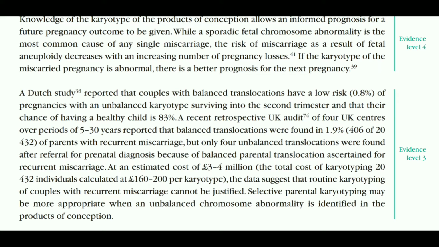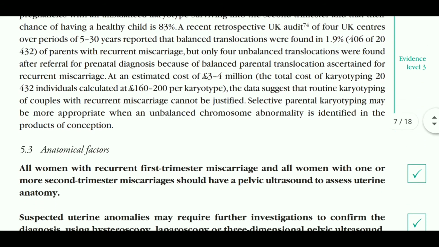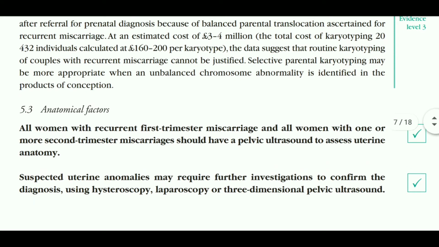Okay, now coming to the anatomical factor, which patient should have a pelvic ultrasound done to assess the uterine abnormalities? All the women with recurrent first trimester miscarriages, and all the women with one or more second trimester miscarriages should have a pelvic ultrasound to assess the uterine anatomy. Now, what further investigations are needed to check for the uterine abnormalities? Suspected uterine anomalies may require further investigation to confirm the diagnosis using hysteroscopy, laparoscopy, or 3-dimensional pelvic ultrasound.